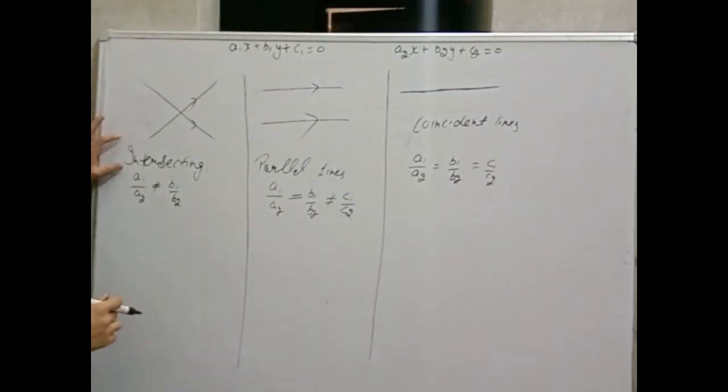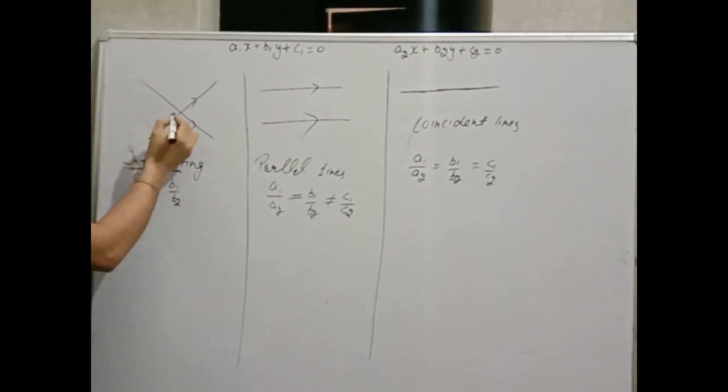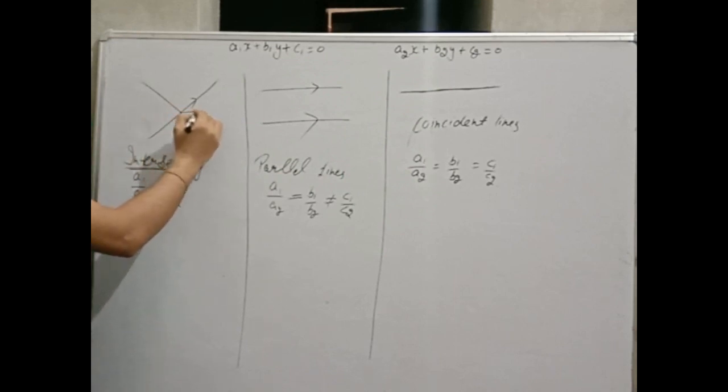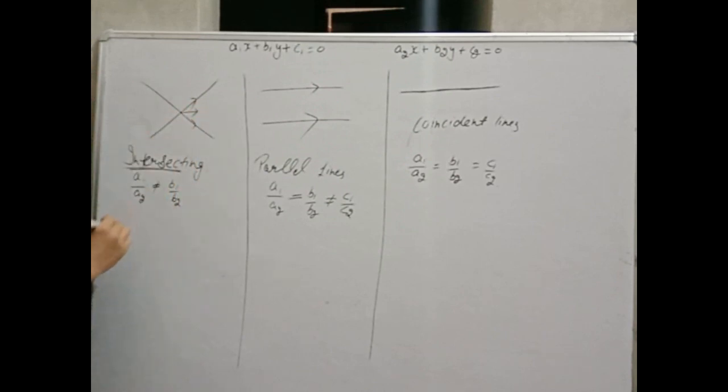This means if the lines are intersecting, then there will be only a single point whose coordinates satisfy both equations. So it has only one solution.